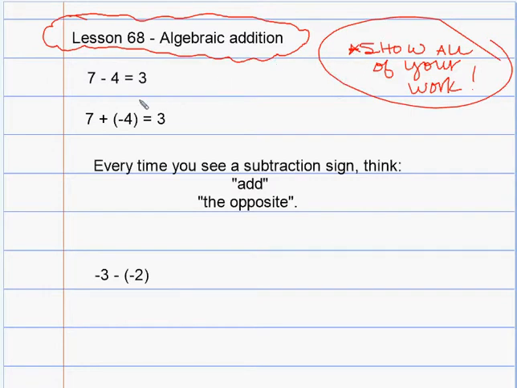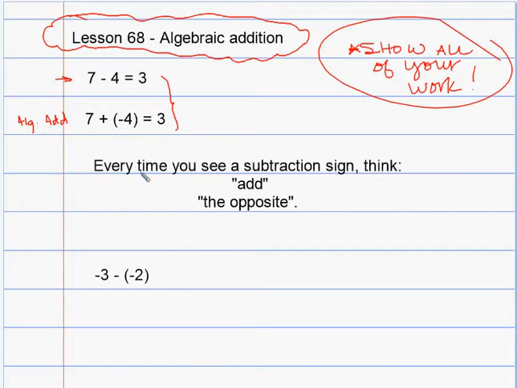Okay, two problems right here. You know that 7 minus 4 equals 3. And we've talked about adding integers, and you know that 7 plus negative 4 equals 3. Okay, so how do we subtract a 4 from 7 and get 3, and also add a negative 4 to 7 and get 3? Well, these two problems are related. This one is the one that you would know, and this one is the one that illustrates the algebraic addition.